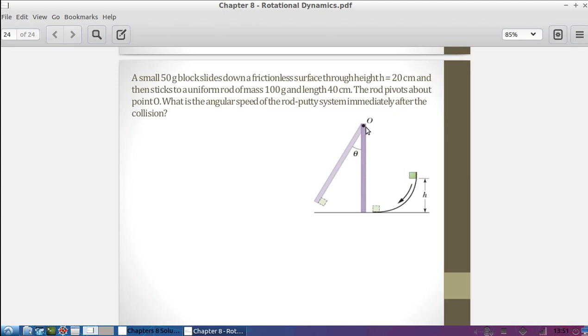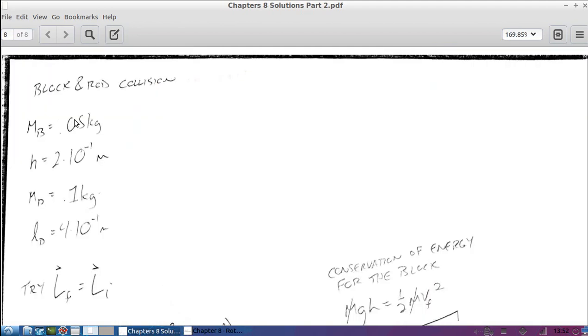The uniform rod is 100 grams and it's 40 centimeters long. So I have L, I've got M for the rod and M for the block. I need V for the block. I'm going to set it up like a conservation of momentum problem again, but I've got to use conservation of energy to find the speed that the block has. I've converted everything: the mass of the block, the height from which the block is dropped, the mass of the rod, the length of the rod.